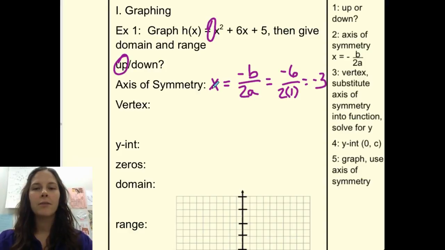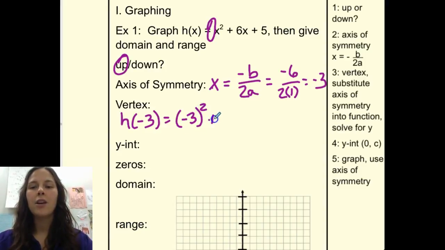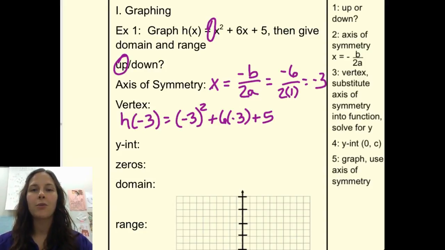To find the vertex, we substitute that back into the function for x. Make sure you use grouping symbols, especially when your x value is negative. If you're using a calculator to evaluate this, then you have to use those parentheses. Otherwise, your calculator will do order of operations that you don't want it to do. It will square the value and then multiply by a negative instead of multiplying negative 3 by itself. So we have 9 minus 18 is negative 9 plus 5 is negative 4. Our vertex x coordinate was negative 3, and we solved to get negative 4 for y.